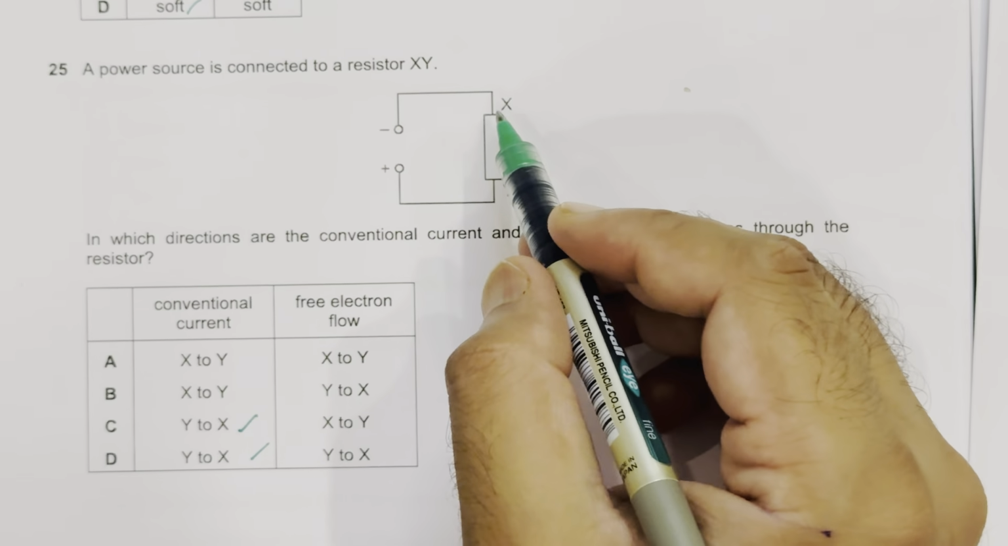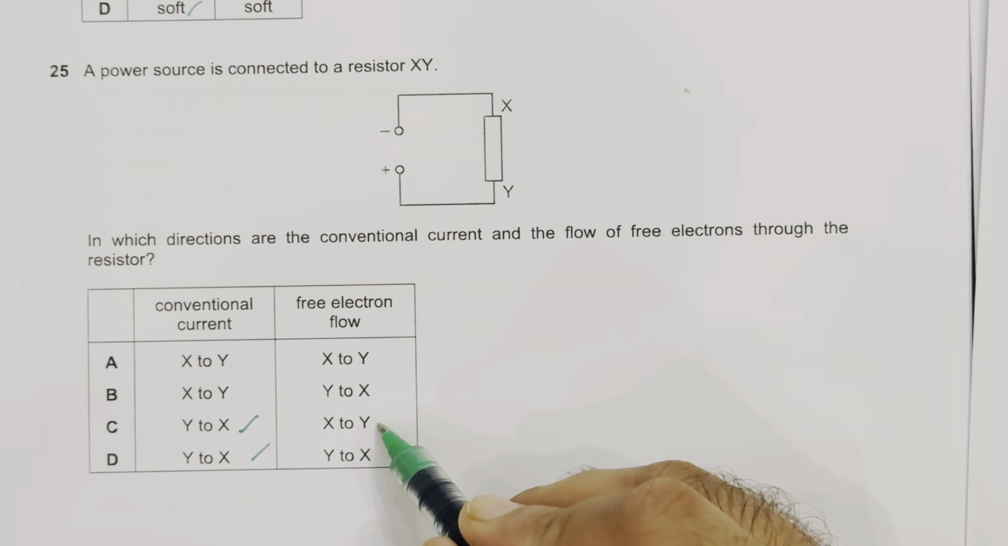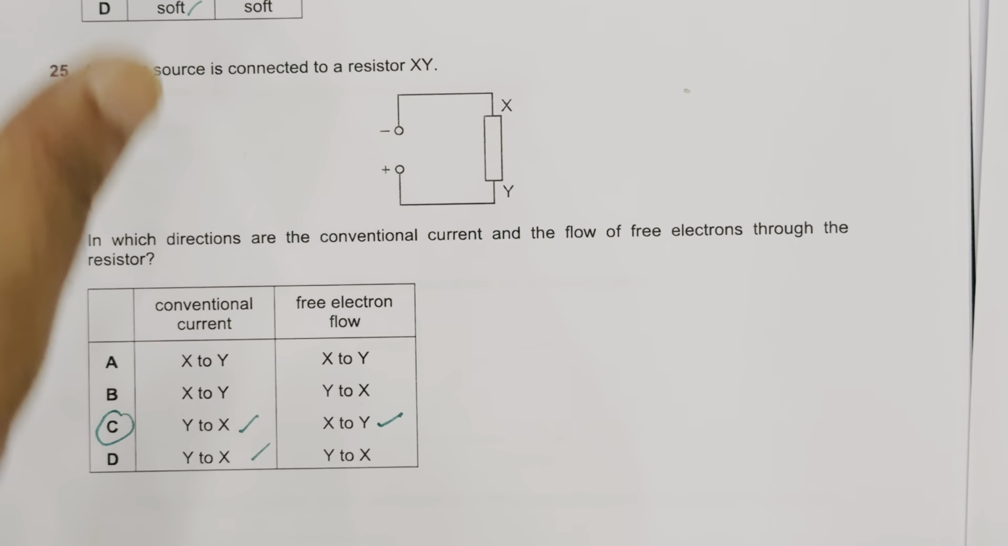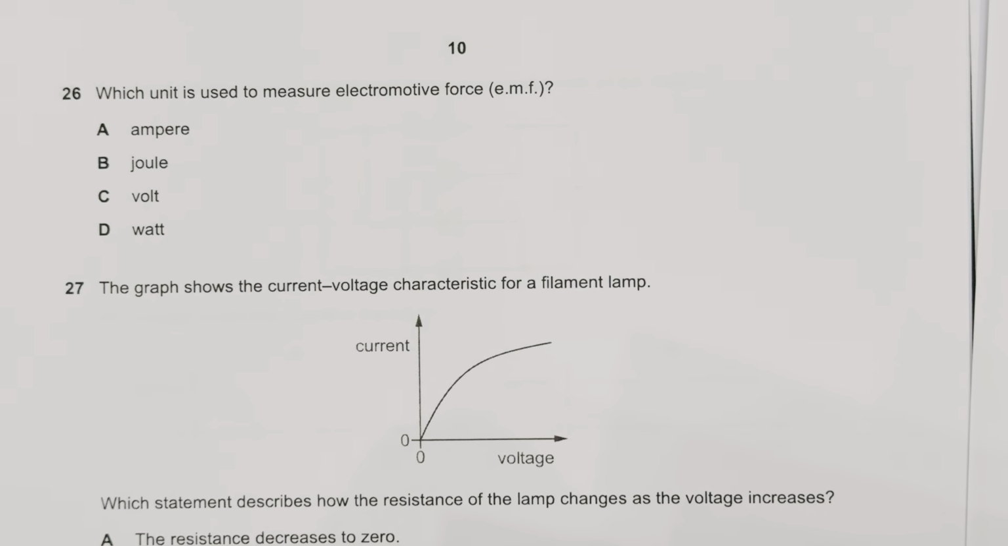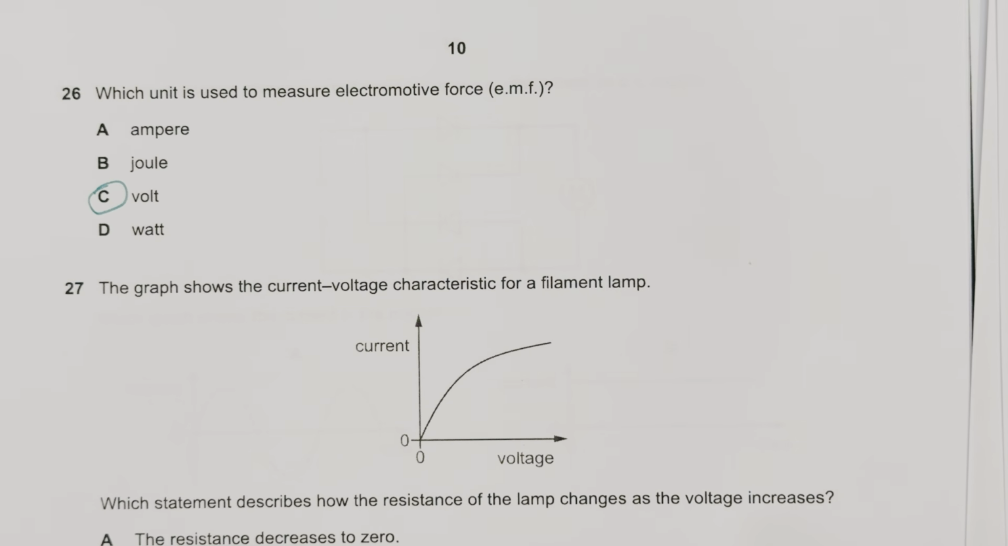And for the electric current, it should be from negative to positive, it would be X to Y. So option number C is the correct option from these options. Moving to question number 26. Question number 26 is: what is the unit of electromotive force? We know that electromotive force has a unit of voltage. This is simple knowledge testing.